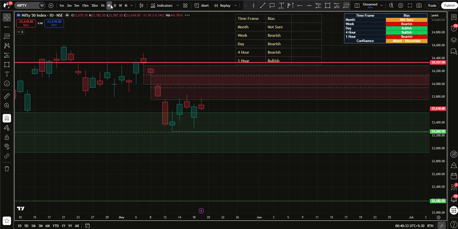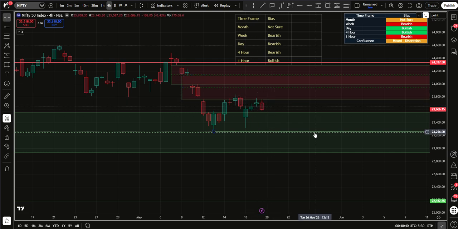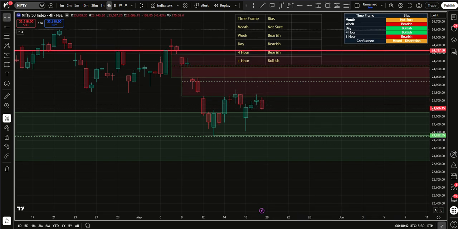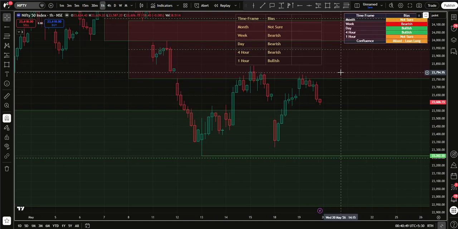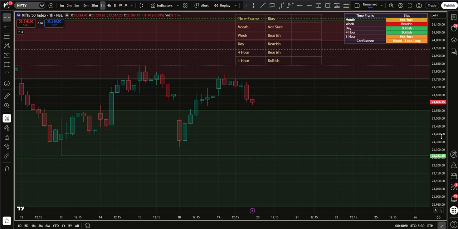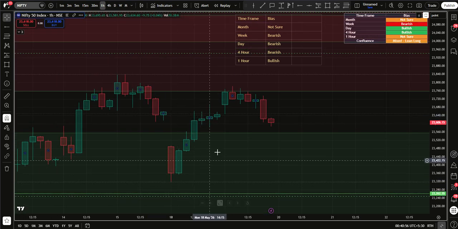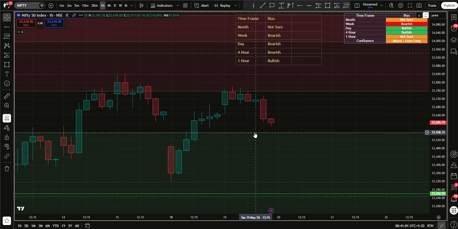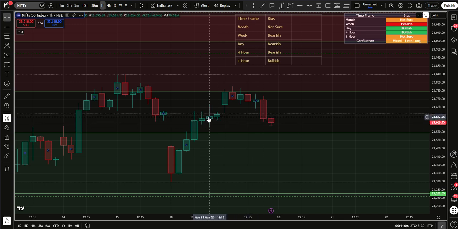Moving over to the 4-hour time frame. On a 4-hour time frame, Nifty is bearish because you see this is a swing high and this is a lower high. On the hourly time frame, we have to take a closer look. It was bullish yesterday. Now this is a swing low, this is another swing low, and is that swing low protected? Now we need to take a closer look at this because it's too close.